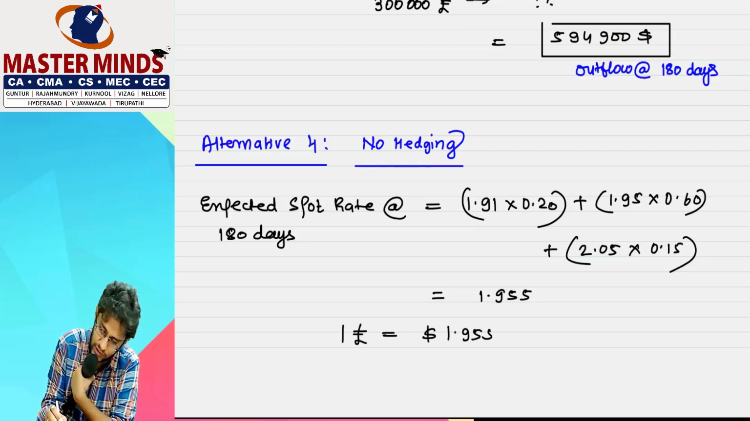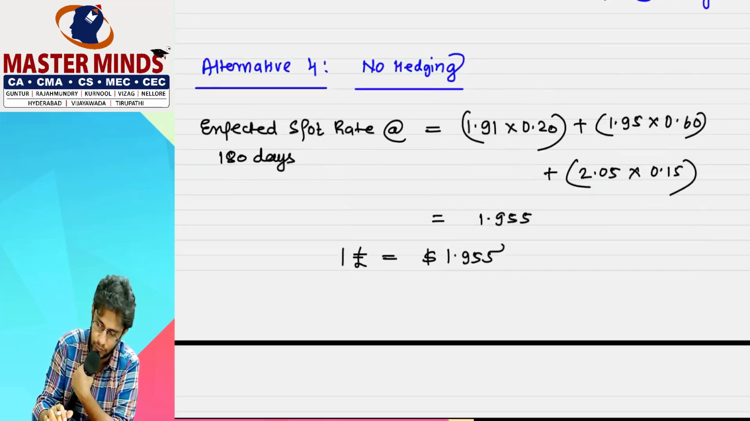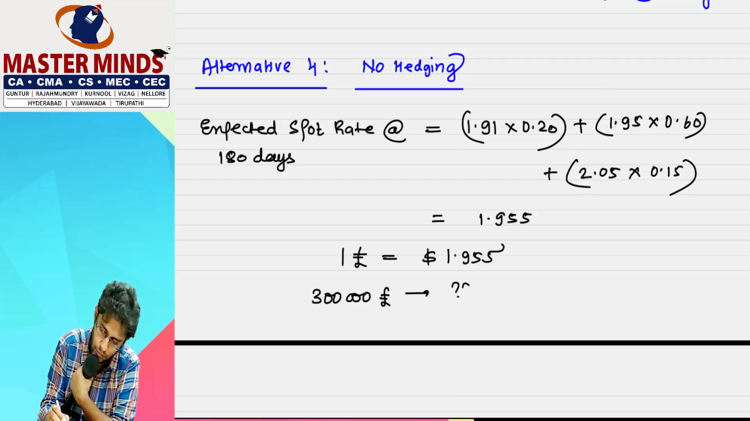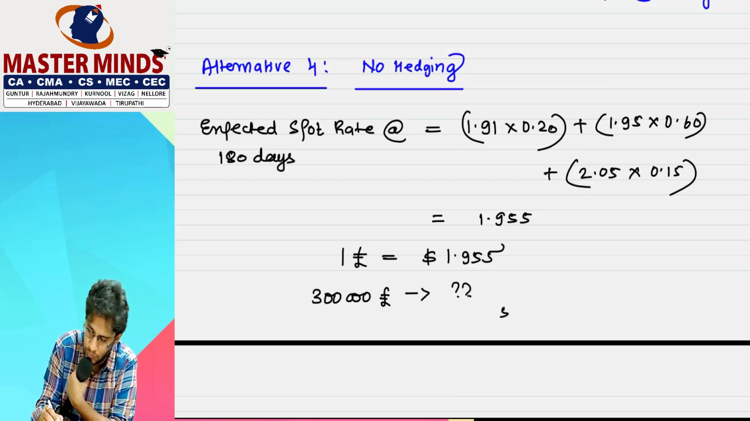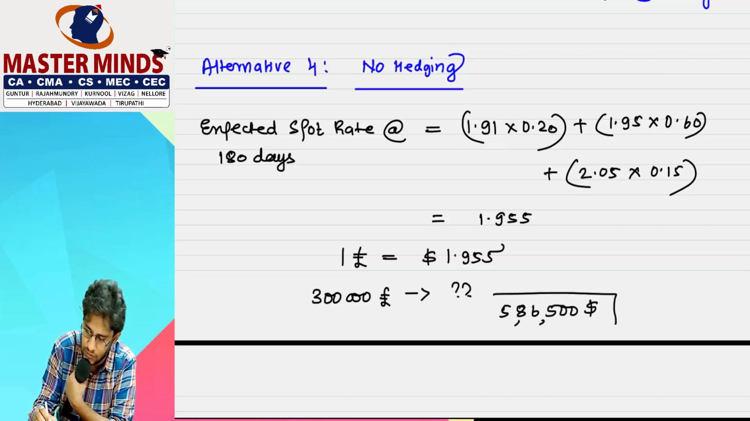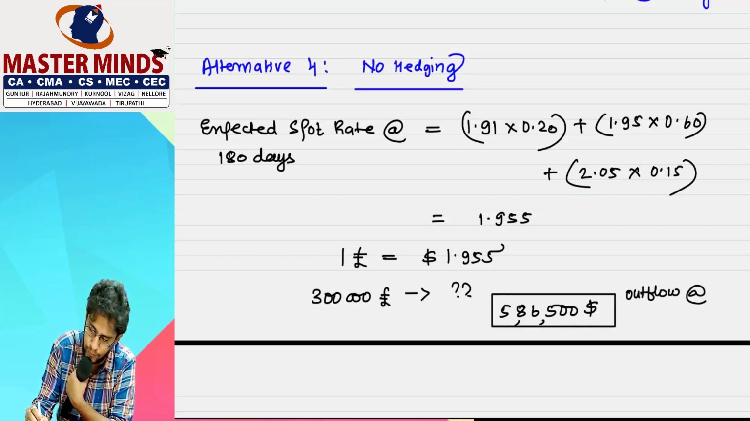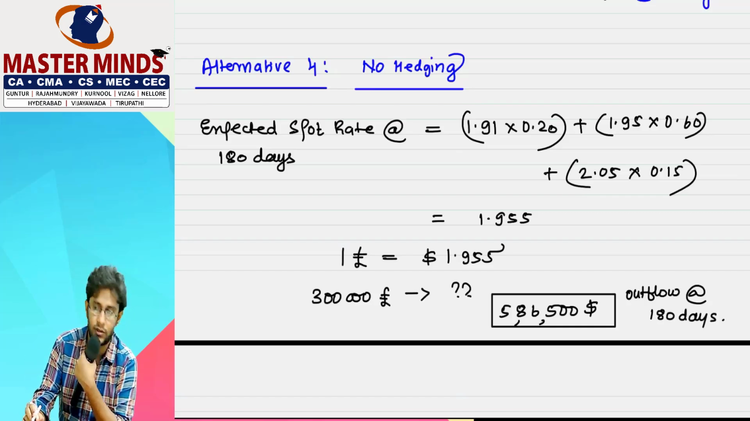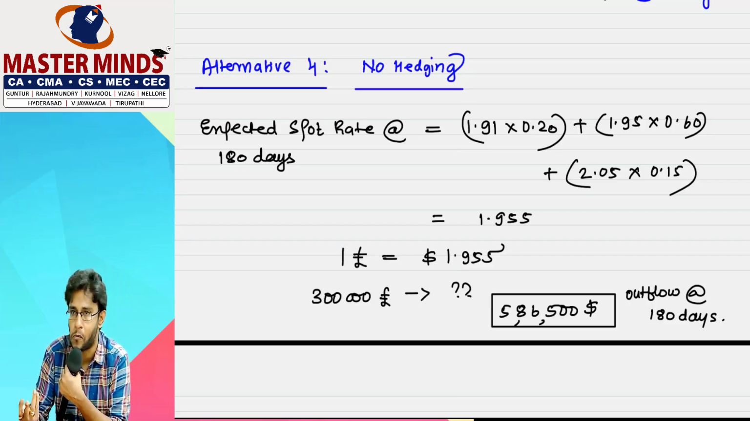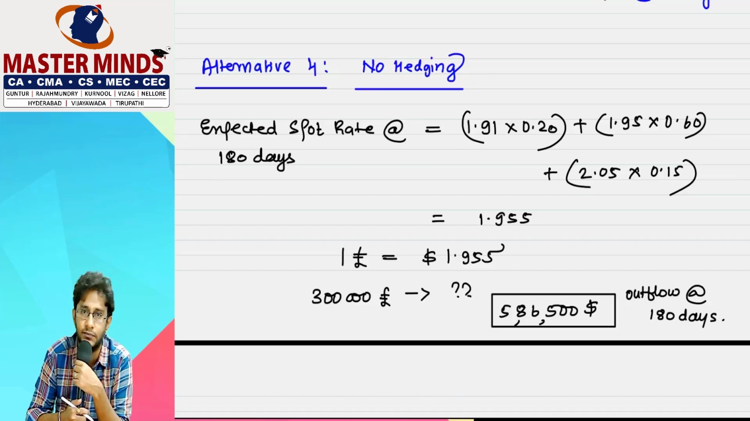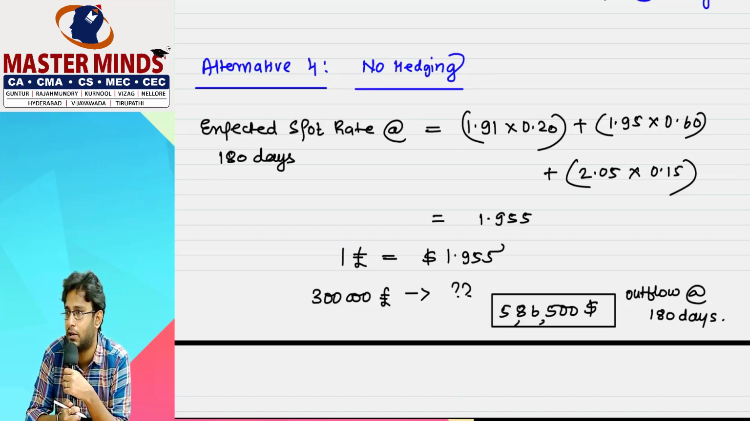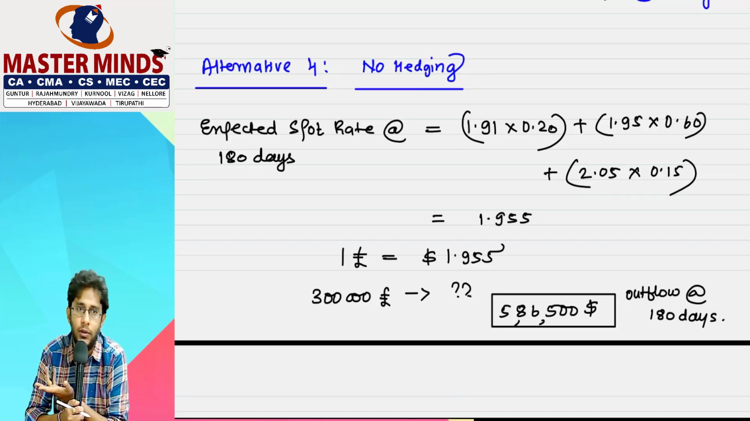Looks like this is better than anything else. 5 take 6. Which currency is this? Dollars. So compare all the alternatives. Which is better? No hedging is better. Sir, how can no hedging be better? Arey sir, rates are in your favor. So maybe no hedging only is better.